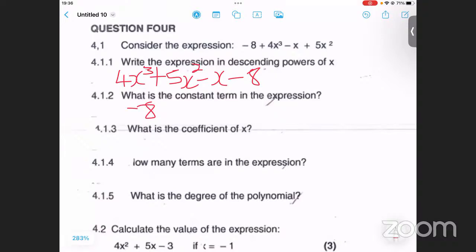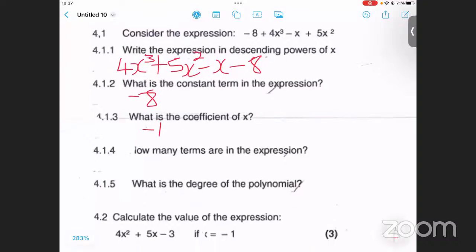Let's go to 4.1.3. They say, what is the coefficient of x? Babalelo, what's going to be the coefficient of x? I think it's gonna be -1. Perfect. -1, and this is how you collect your free 1 mark.